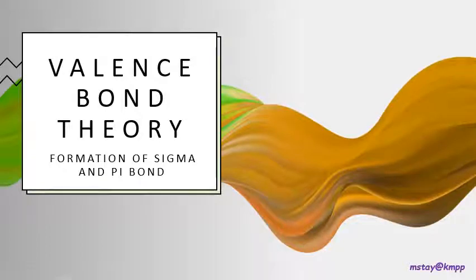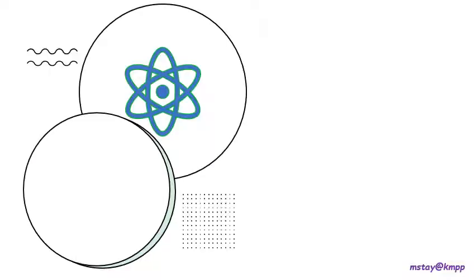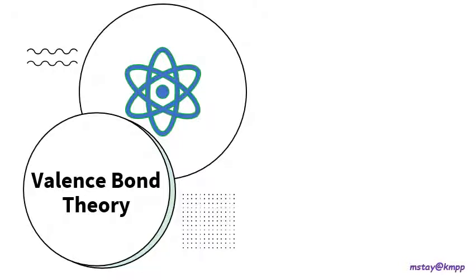Hello guys, welcome back. Today we are going to look at valence bond theory, where we will focus on how sigma and pi bonds are formed. Let's look at valence bond theory.